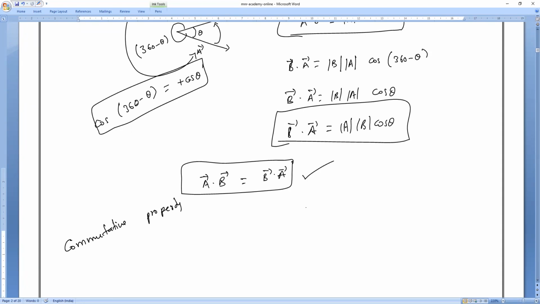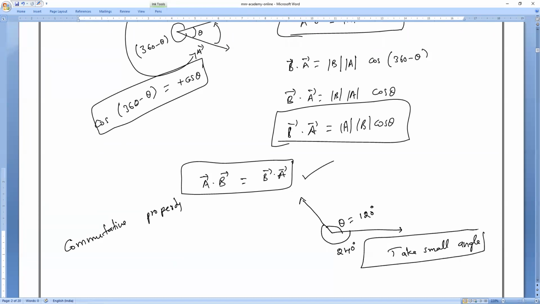For example, two vectors are there. This is vector A and this is vector B. Observe very carefully. The angle between them, theta, let me take 120 degrees. Then what is the outer angle? If this is 120, the total outer angle is 240 degrees. To find A cross B or B cross A, do we take the small angle or the large angle? We have to take the small angle, 120. Because if we take the large angle, cos(360 minus theta) is always cos theta. Clear?